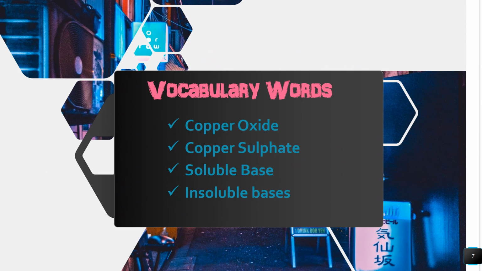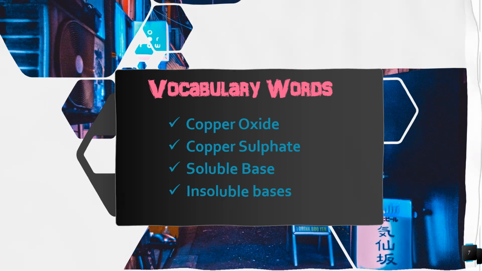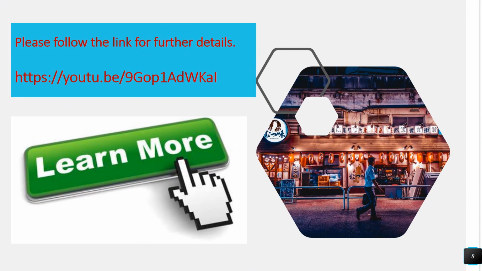Dear students, I hope you understand the lesson. We studied some new words today. You are required to find their meanings. Words are copper oxide, copper sulfate, soluble base, insoluble bases. Dear students, follow the given link to learn more about the topic.